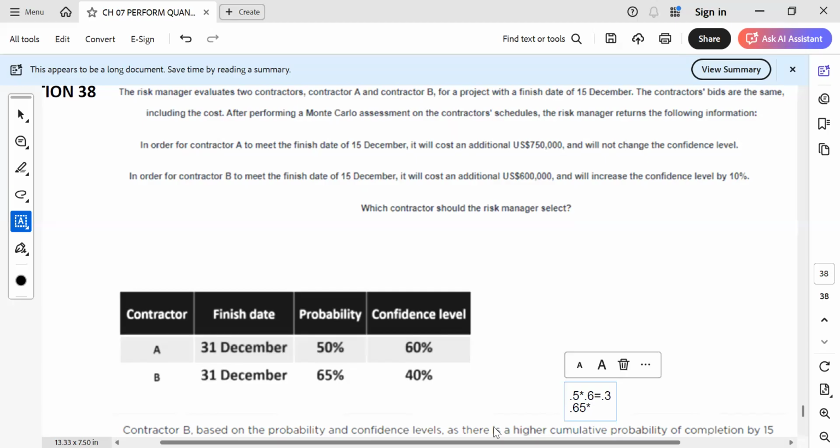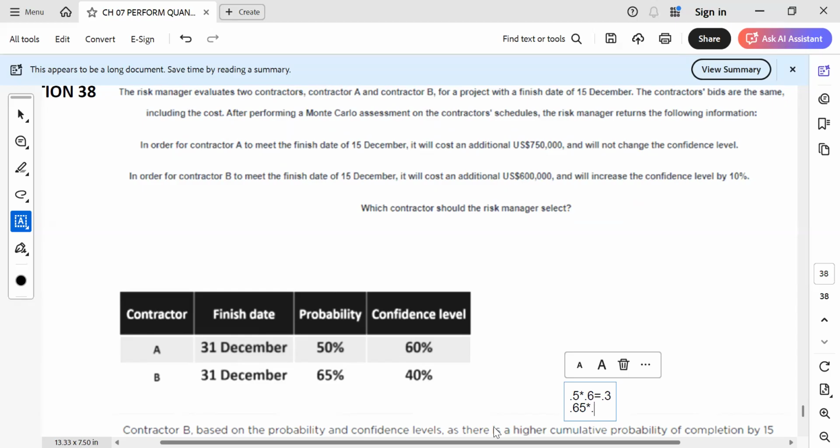The risk manager evaluates two contractors. For contractor A, when it takes 50%, it will cost 750,000. Option A says the confidence will not change, sir. For option B, in order for contractor B to meet the finish date of 15 December, it will cost around 600,000 and will increase the confidence level by 10%. So here the confidence level is 40 plus 10. Sir, option B is the answer.